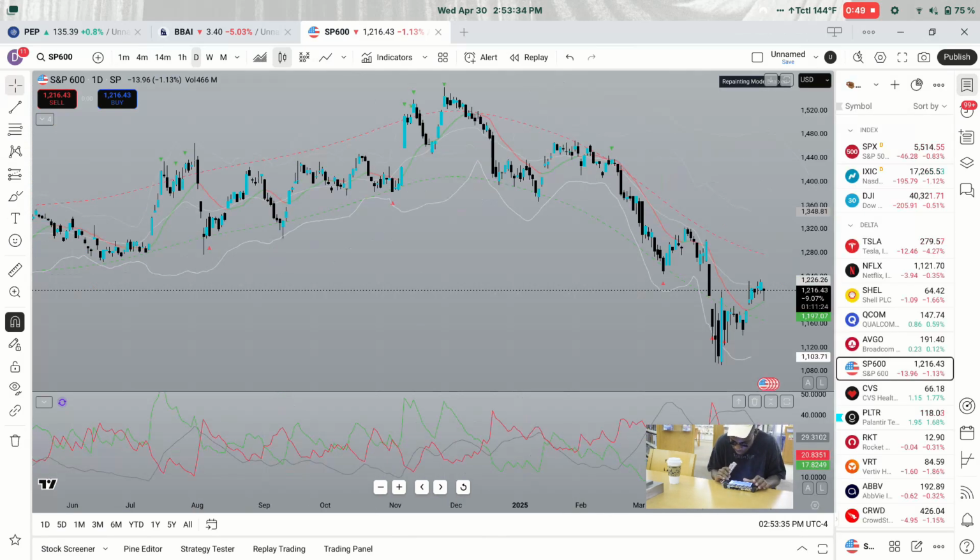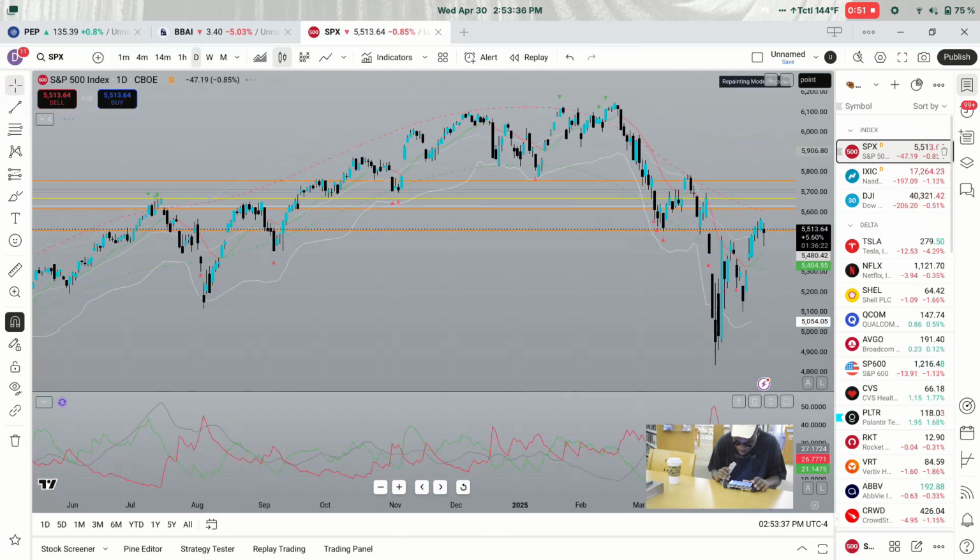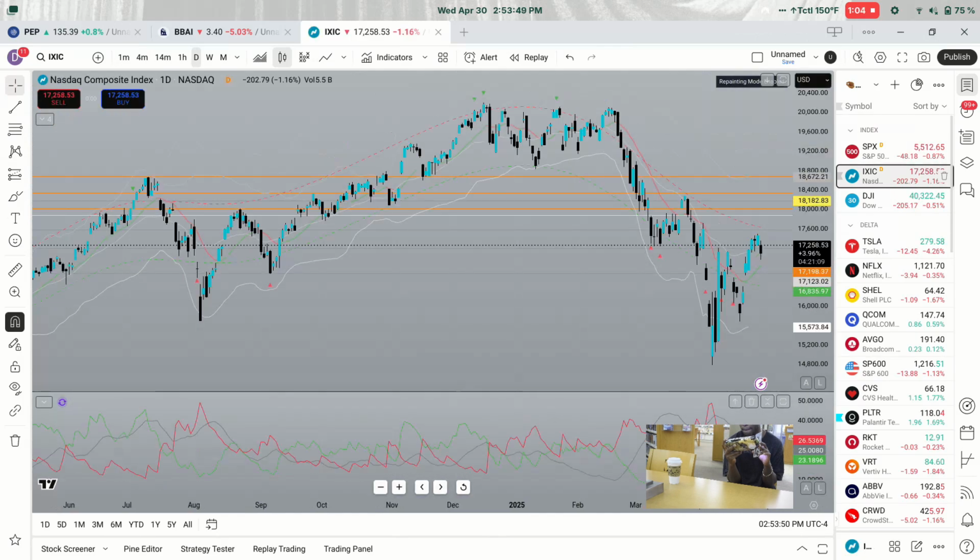We got the S&P 500. So I haven't daily viewed these each day that are moving. And then we got the NASDAQ. And they move towards the downside. NASDAQ moved very strong to the downside.